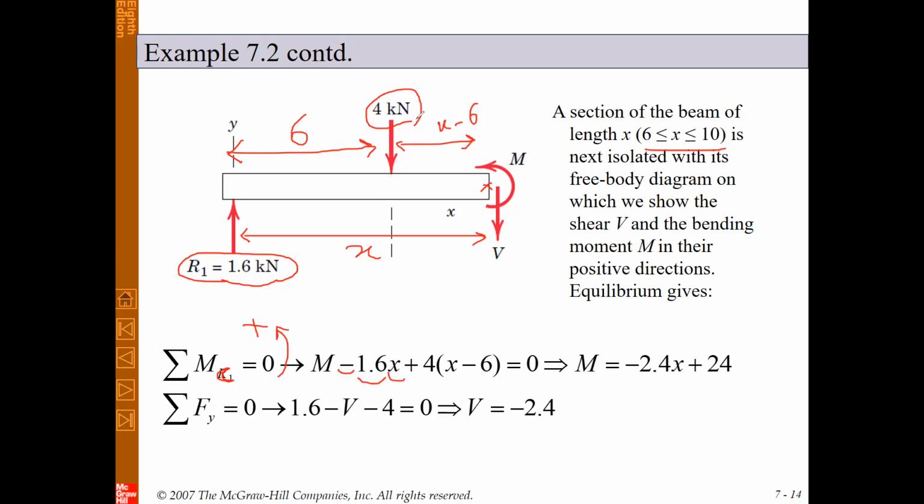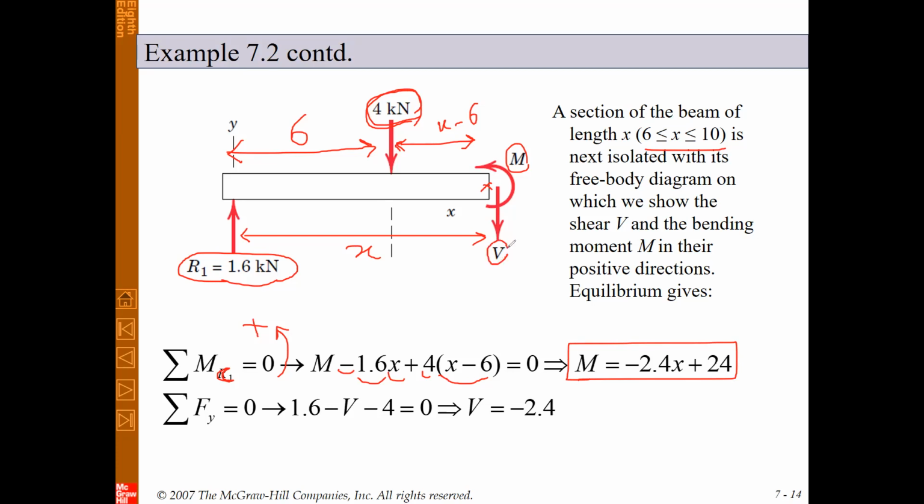And finally, we have another moment due to this 4 kilonewton force, which is in the counterclockwise direction, and it is equal to 4 times its arm, which is x minus 6. So it's 4 multiplied by x minus 6, and finally it must be equal to 0. And of course we have this moment M. From this equation you can obtain M. This is the M for this interval, x between 6 and 10.